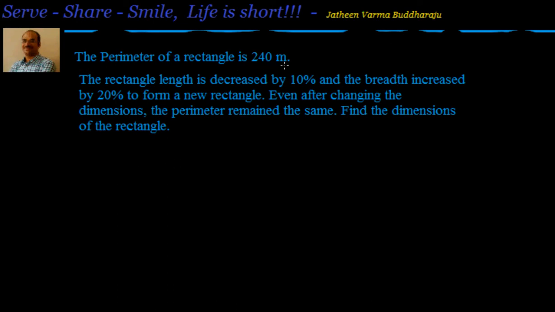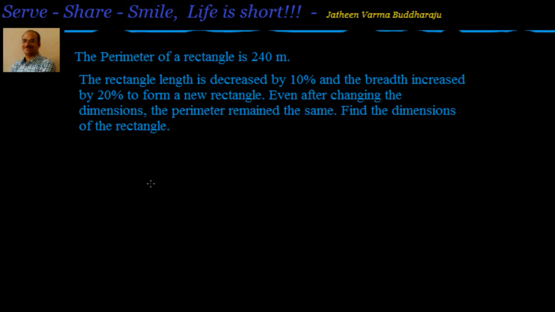The perimeter of a rectangle is 240 meters. The rectangle's length is decreased by 10% and the breadth is increased by 20% to form a new rectangle. Even after changing the dimensions, the perimeter remains the same. Find the dimensions of the rectangle.